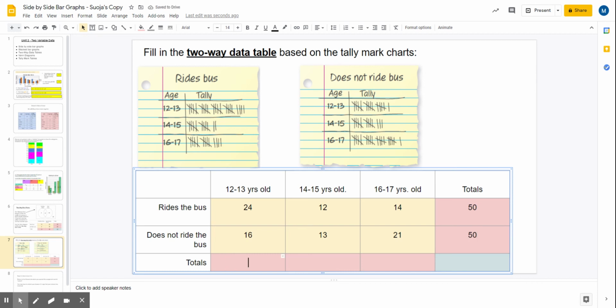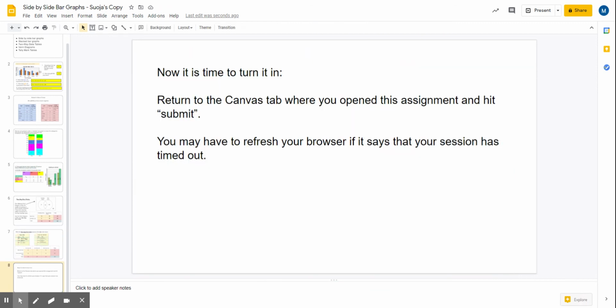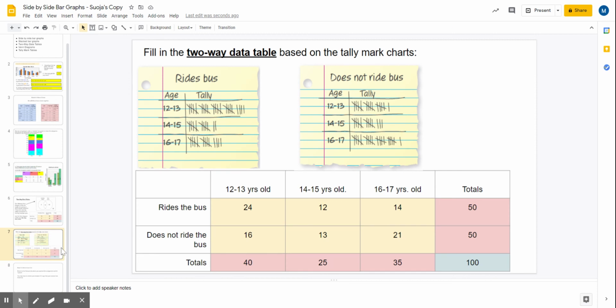All right, so let's go ahead and add all the 12 and 13-year-olds together. 40. Add all the 14 to 15-year-olds together. 25. Add these guys together. 35. So let's hope the row adds up to 100 and the column adds up to 100. Now the column's easy to see, that's 100. So that's 40, 65, 75, 85, 95, 100. All right, so that was the last slide.